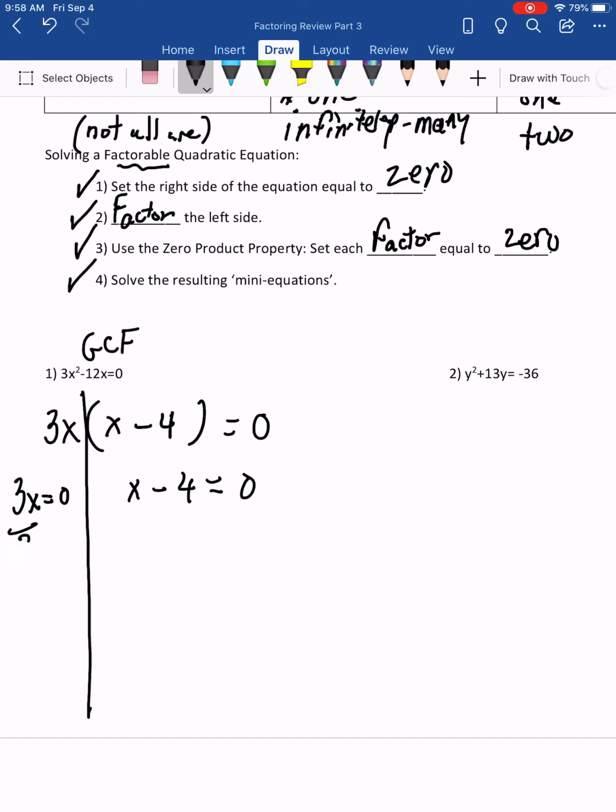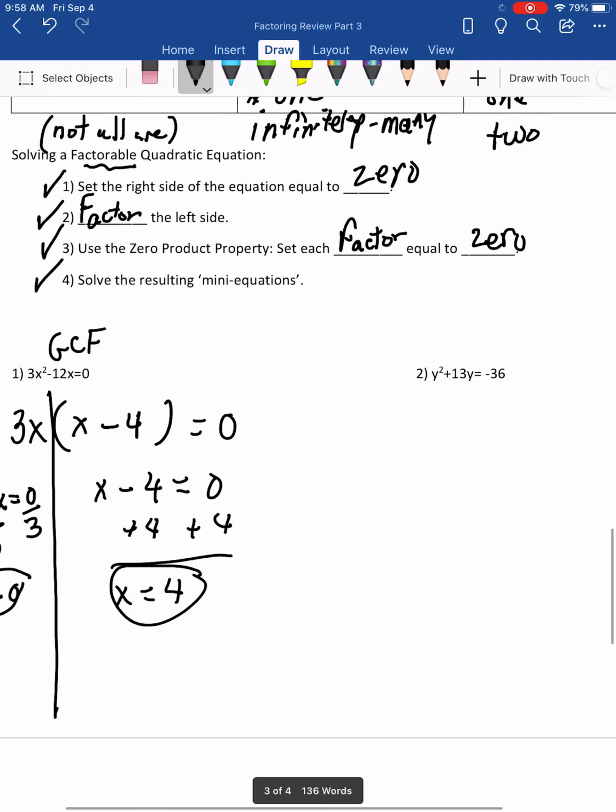So, of course, divide each side by 3. That means x is 0, plus 4 to both sides. So x is 4. So this first one has 2 solutions. They are 0 and 4.